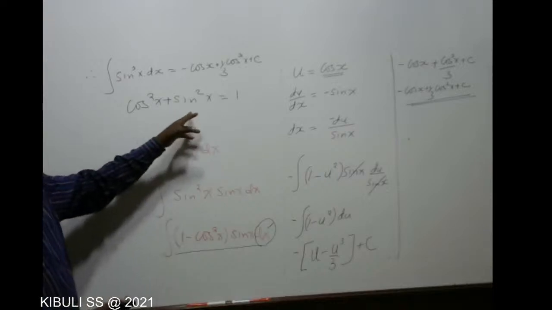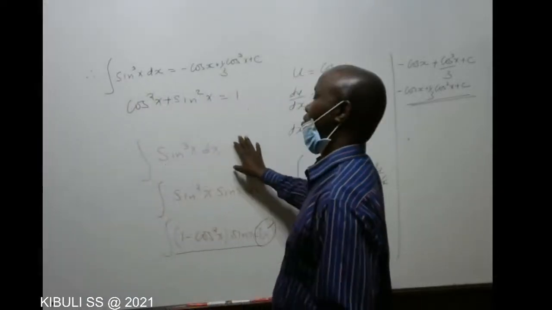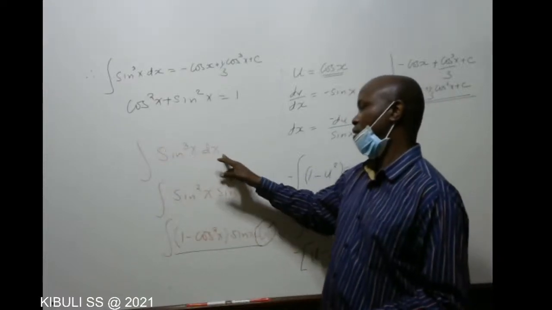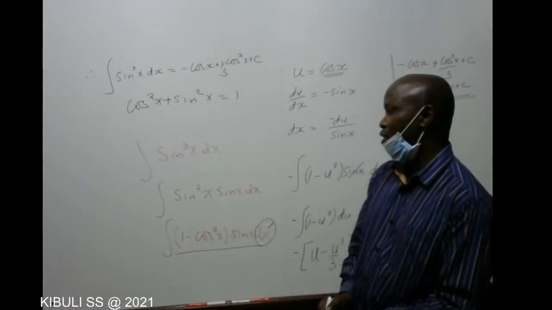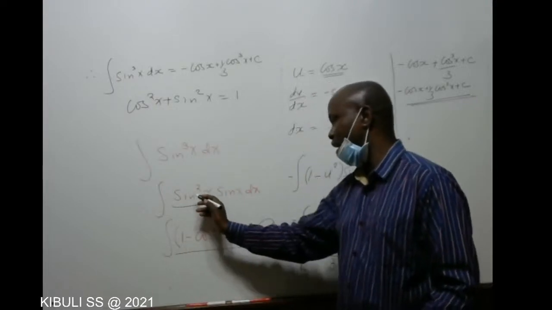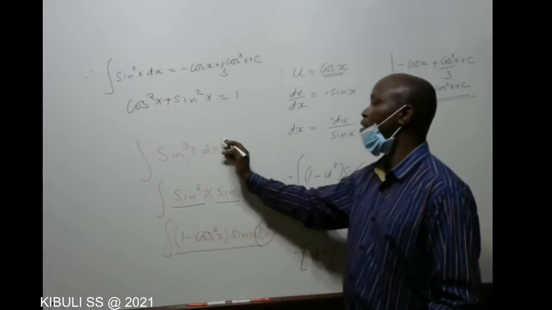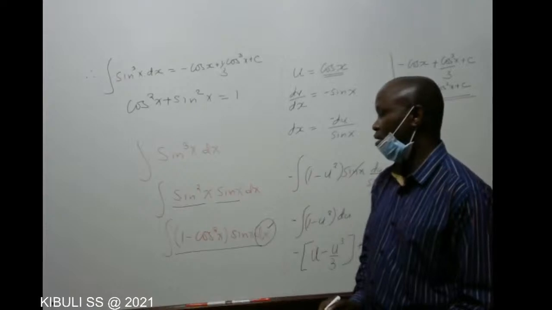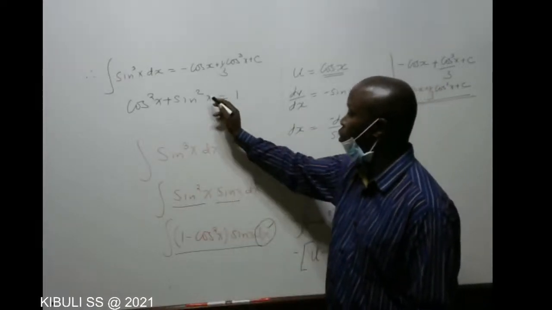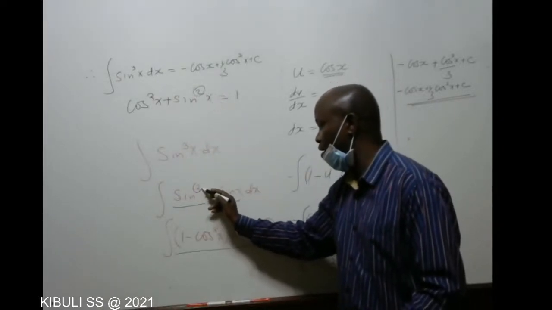We use the Pythagoras theorem. So first of all I have my integral of sin power 3x dx, where this means integrate, and this is with respect to x. I must reduce this sine power 3 in terms of power 2. So this is sine squared x times sine x. The Pythagoras theorem is to power 2, that's why we are having sine squared.